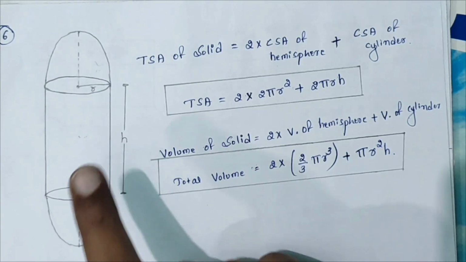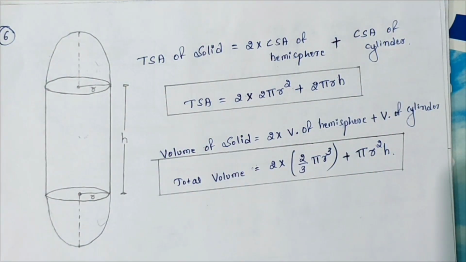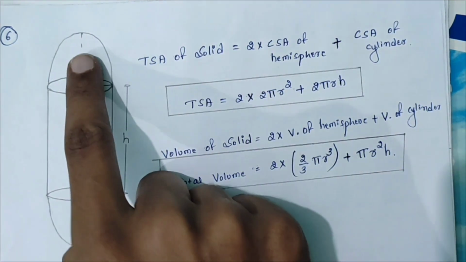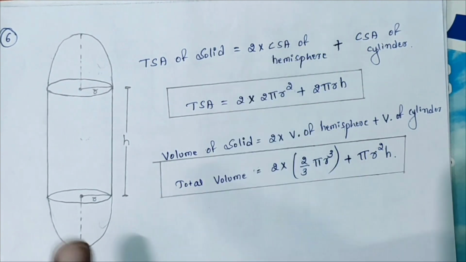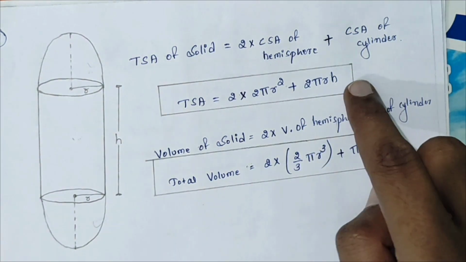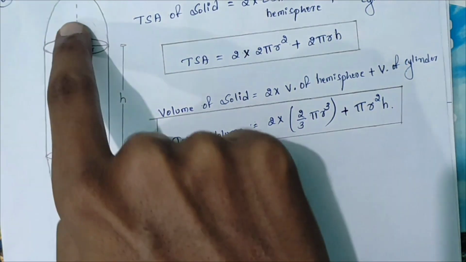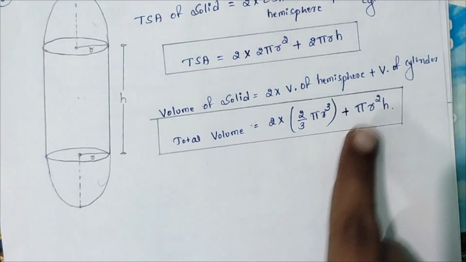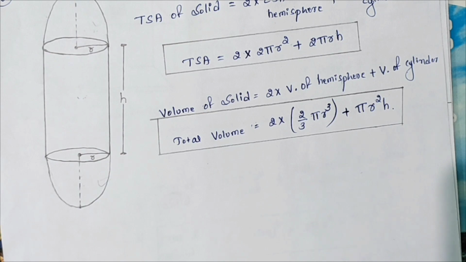I am having a cylinder and at the end of this cylinder I am having two hemispheres. So in this combination of solids, for the total surface area of the solid, two hemispheres are there, for that reason 2 into curved surface area of a hemisphere, and I am having one cylinder, that is CSA of cylinder. And the formula for the volume of the solid is as follows: total two hemispheres are there, so volume of two hemispheres and volume of a cylinder. If we add all these three, then we are going to get the total volume of the solid.